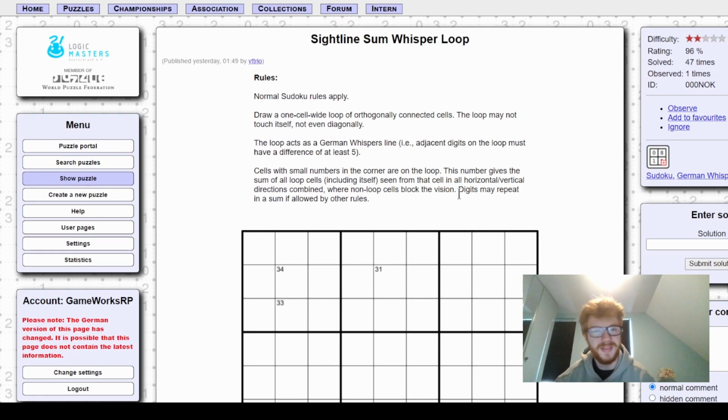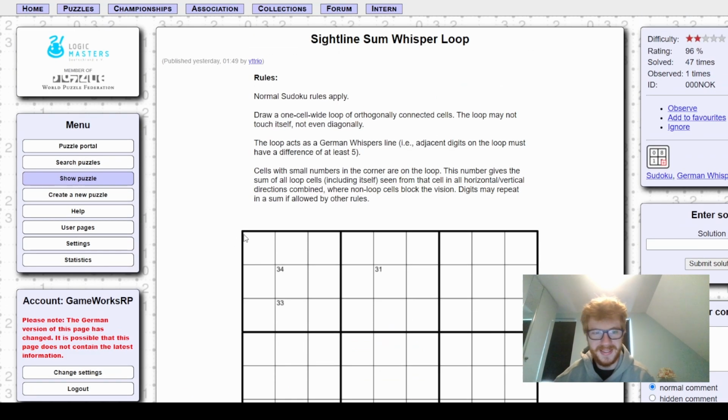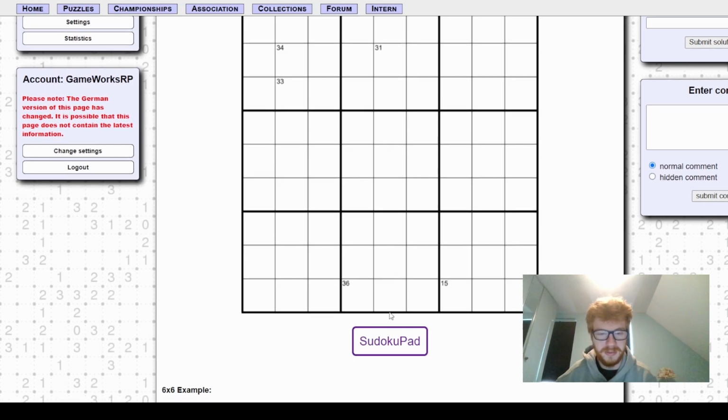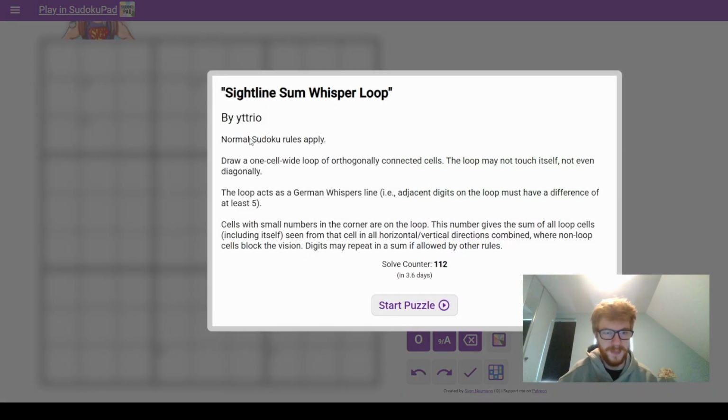Today I have something else than Sudokuvania. I saw this and basically, okay, maybe let's just get into the puzzle and I'll explain my thoughts when I saw this. It's by Yttrio, who makes great puzzles in general, so I am excited to see what this one holds. Draw a one cell wide loop of orthogonally connected cells.